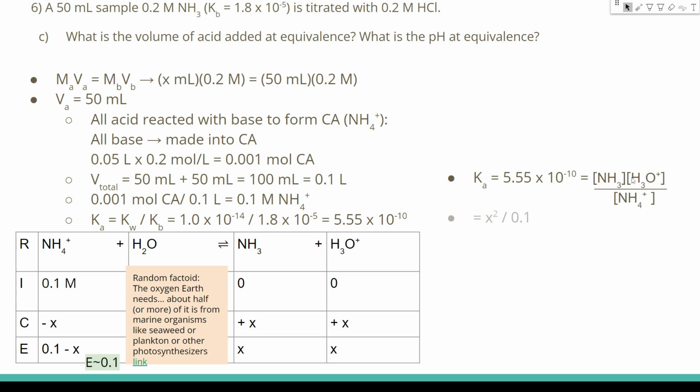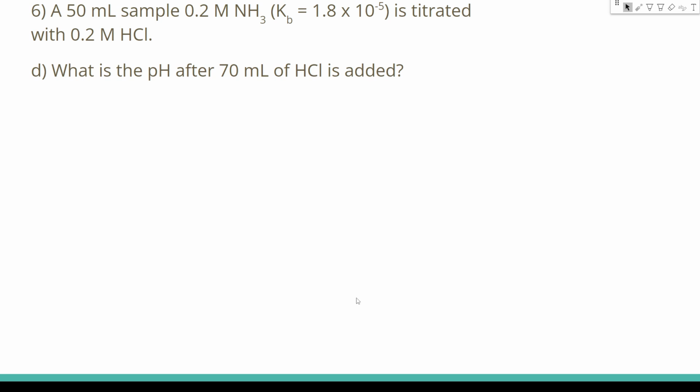I'm going to plug in my values. I got x squared on the top, and then I got 0.1 from here, and then it's equal to the Ka that was given here. I solve for x, I get that. That is my hydronium concentration, so then I can use that to get pH, because pH equals negative log of the concentration of H plus. So I'm taking this, plugging it in, got my value. Cool. Easy peasy. Hypothetically.